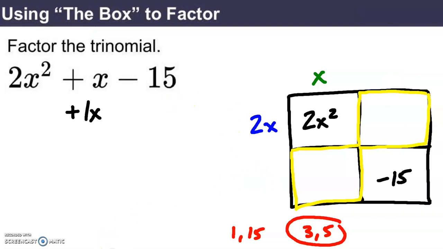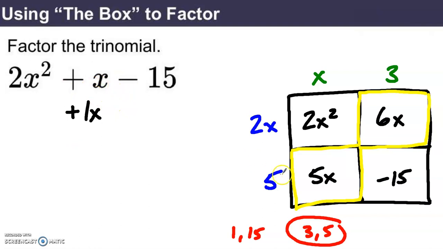Maybe we can try it the other way. Put the 5 in the bottom left and the 3 here. One of them is going to have to be negative to make it negative 15. Can we make that work? 2x times 3 is 6x. 5 times x is 5x. I think that works. Can you tell which one of those needs to be negative?